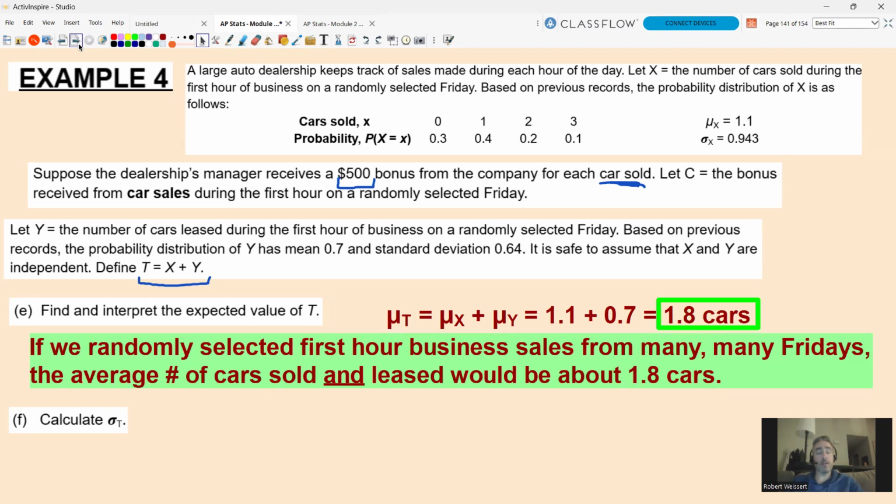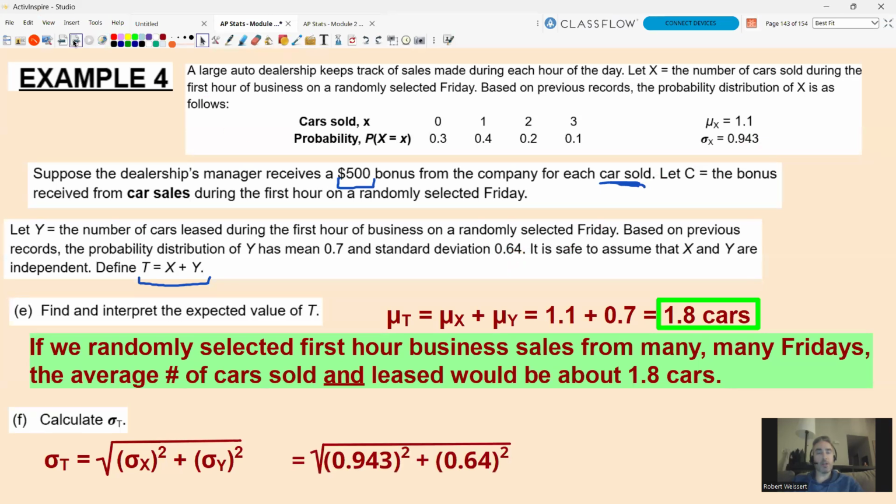Calculate the standard deviation of T. Well, use that little Pythagorean theorem formula. We have two individual standard deviations, 0.943 and 0.64. We can square those numbers, add them together, and take the square root. Use your calculator. You get about 1.1397.